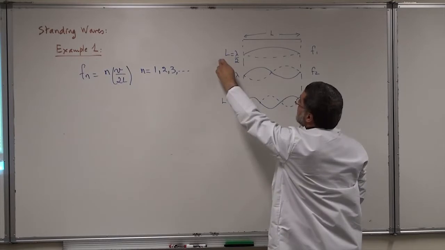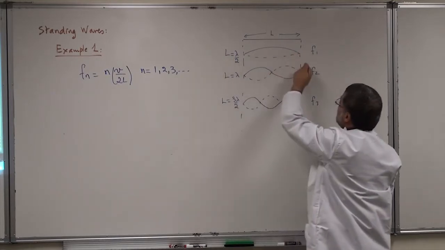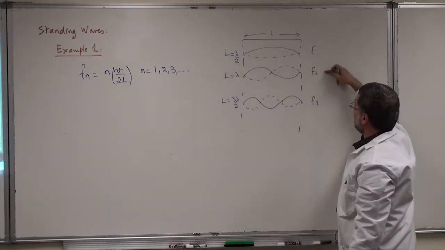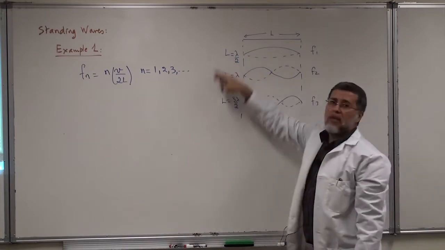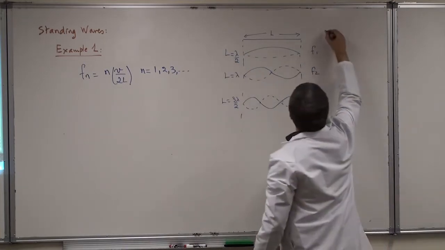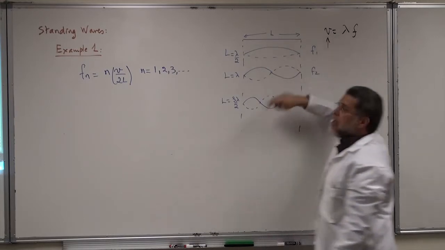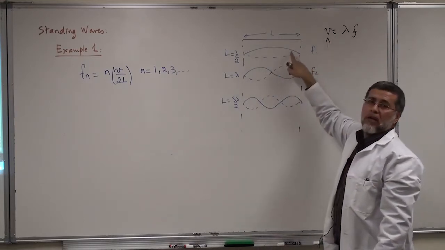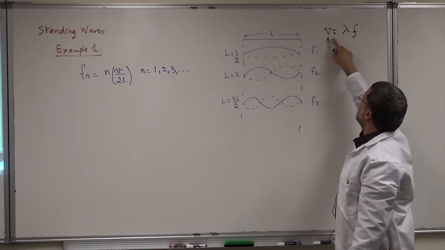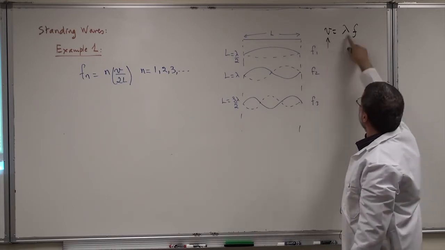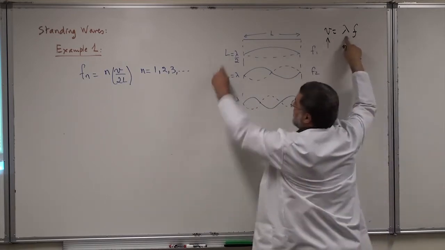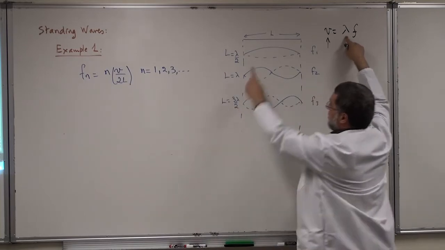You can see as you go from one frequency to another, as the frequency is increasing, the wavelength is decreasing, because we have V equal lambda F. And V, the speed of the wave in the string, is constant. So as the frequency increases, the wavelength is decreasing, as you can see from here, okay?